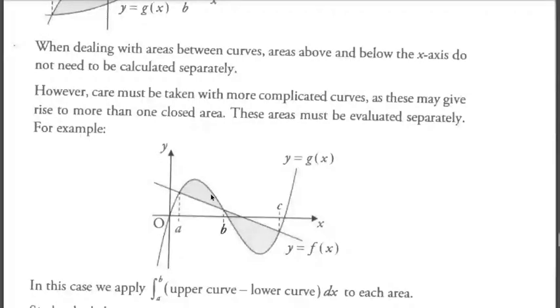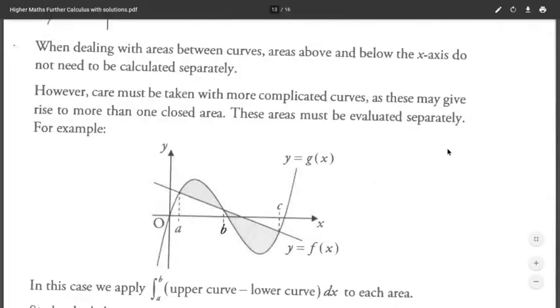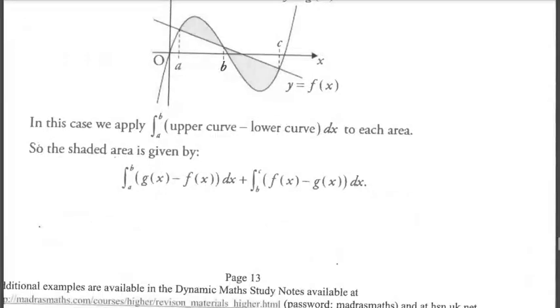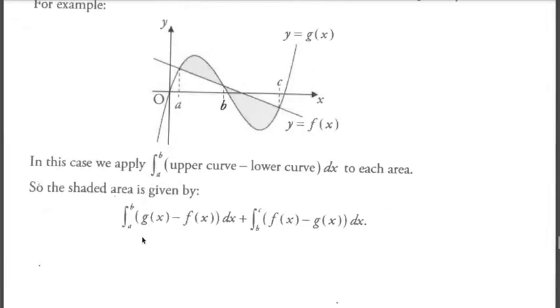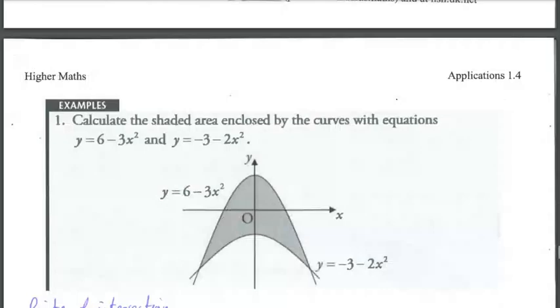Otherwise, what happens is, just like in the previous video, this area would cancel out with this area. So you must do them both separately if that is the case. As it's saying here, go from A to B, then from B to C. Right, let's go into an example.